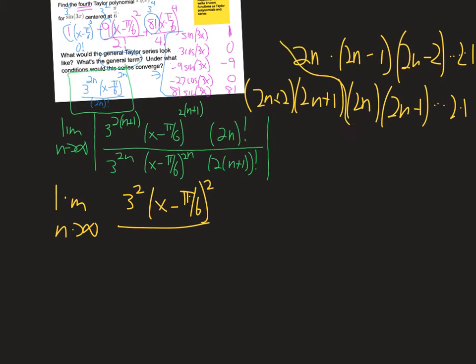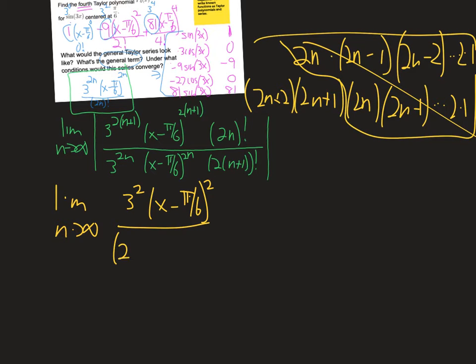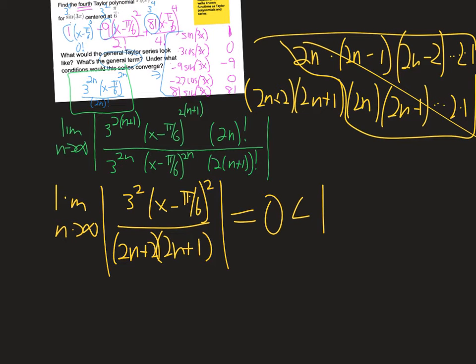So all of this stuff cancels out, and we wind up with 2n plus 2, 2n plus 1 in the denominator. We could still have absolute value here. As n goes to infinity, that's going to be 0, which is less than 1. So that converges for all x in the reals. There we go. A lot going on there.